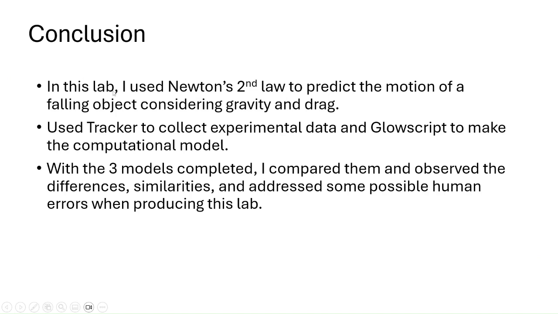In conclusion, in this lab, I used Newton's second law to predict the motion of a falling object considering gravity and drag. I used Tracker to collect experimental data and GlowScript to make the computational models. With the three models completed, I compared them, observed the differences and similarities, and addressed some possible human errors while producing this lab. Thank you.